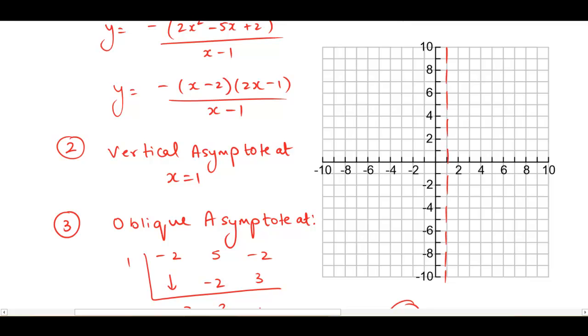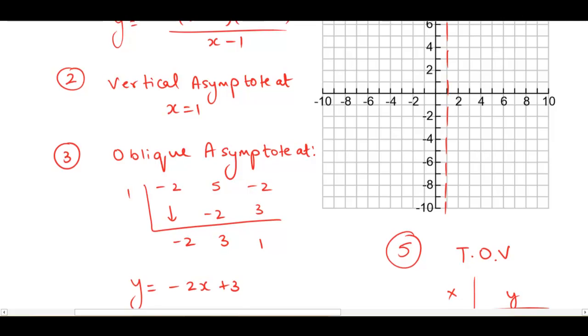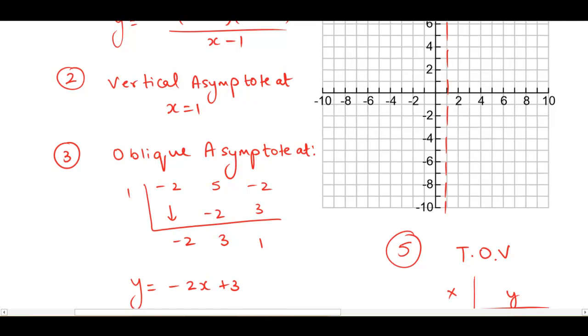Okay. Next up, you'll realize that because the degree of the numerator is 1 more than the degree of the denominator, we do have an oblique asymptote. We'll work out the oblique asymptote. And our oblique asymptote is going to be y equals negative 2x plus 3.